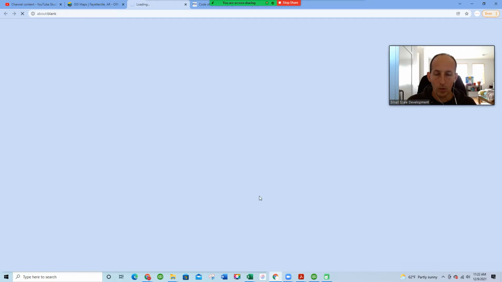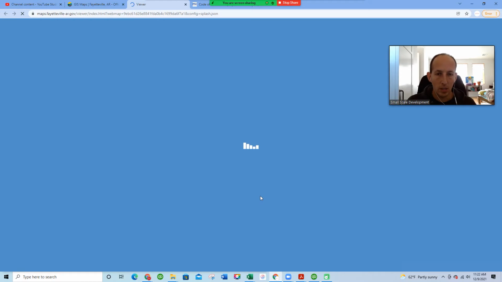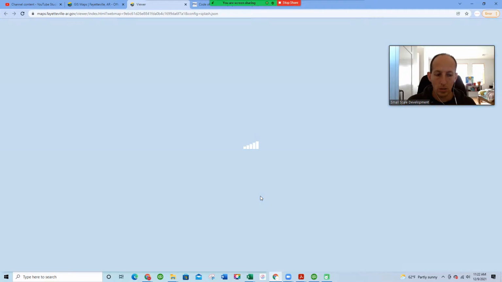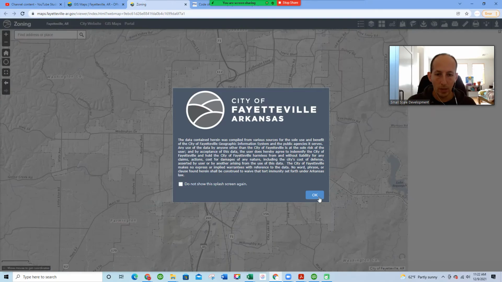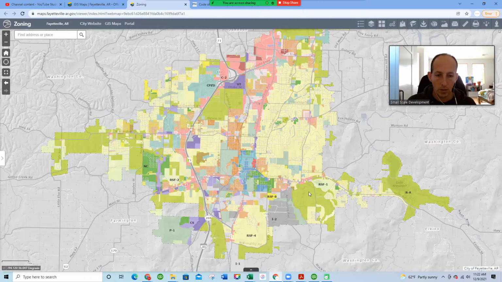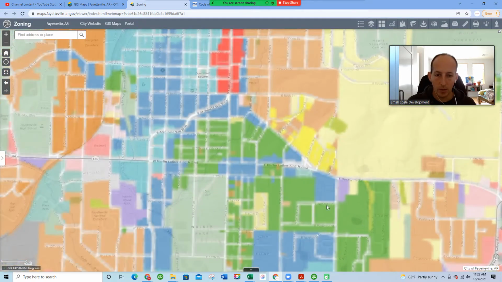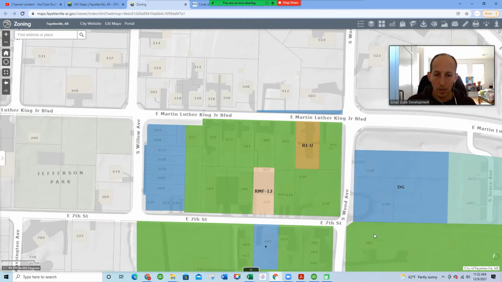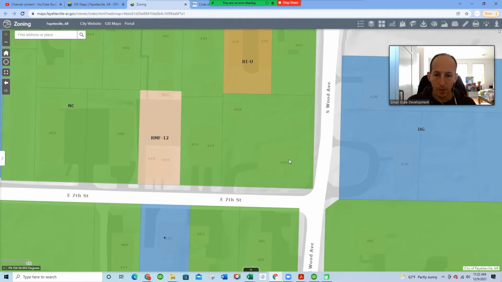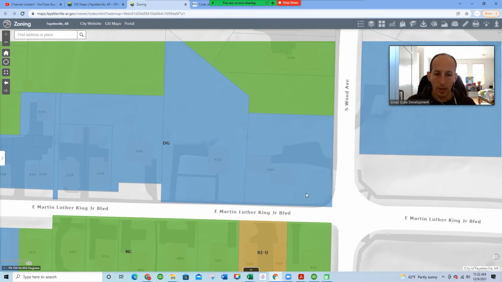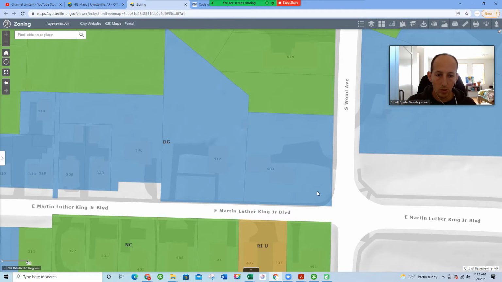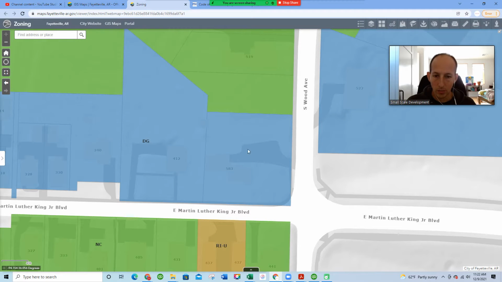So we're going to take a look at zoning here. Take it over to our site, and right here. Okay. So as we can see right in here, this is blue, zone blue is DG. This stands for Downtown General.